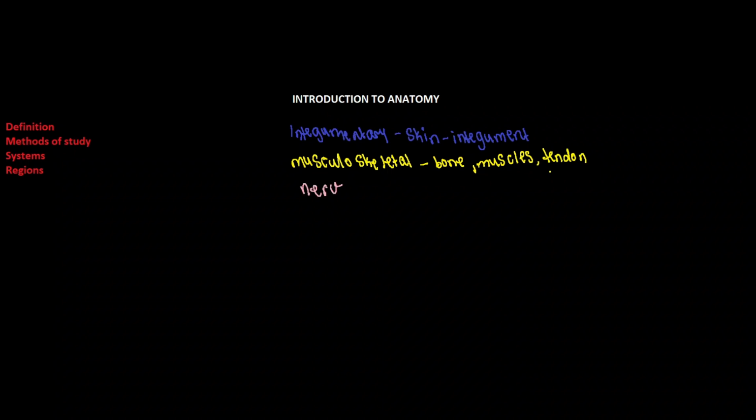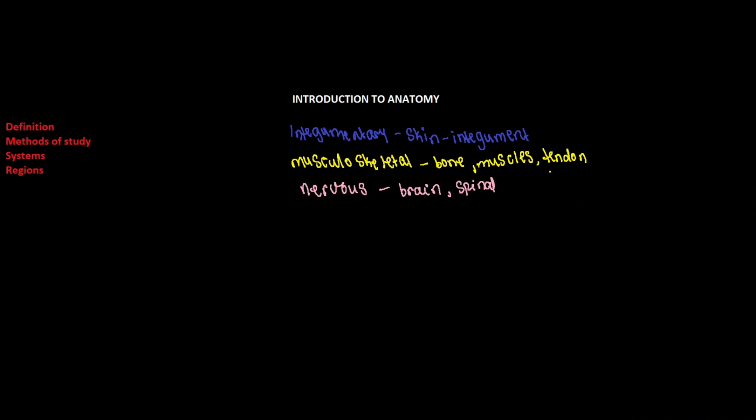Next, we have the nervous system. The nervous system is the control center of the body. Here we have the brain, spinal cord, and the nerves that innervate different parts of the body.